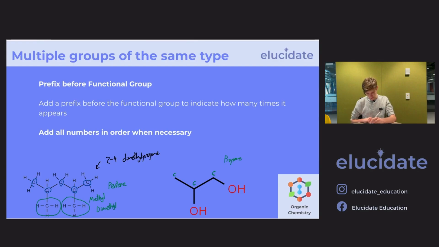And now we see 2 functional alkane groups here. So we've got 1 over here, and we've got 1 over here. So these alcohols are in positions 1 and 2, and they have the suffix ol. And we have 2 of them, so we're again going to have the prefix di in front of that. So we put that all together, we end up with 1, 2 dipropanol.